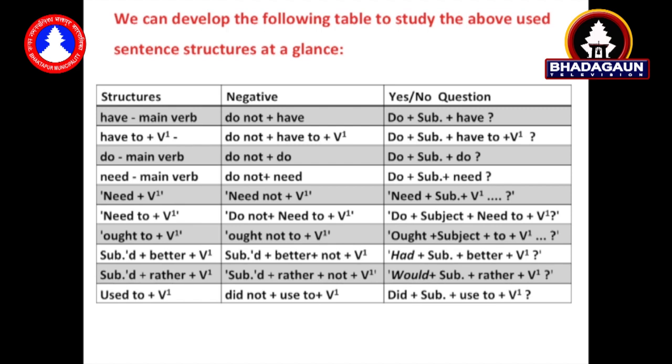Subject plus apostrophe D better plus V1, and its negative is subject apostrophe D plus better plus not plus V1, and its question is had plus subject plus better plus V1. Next structure, subject plus apostrophe D plus rather plus V1, and its negative is subject apostrophe D plus rather plus not plus V1, and yes-no question is would plus subject plus rather plus V1. Used to plus V1, and its negative is did not plus use to plus V1. And its question is did plus subject plus use to plus V1.